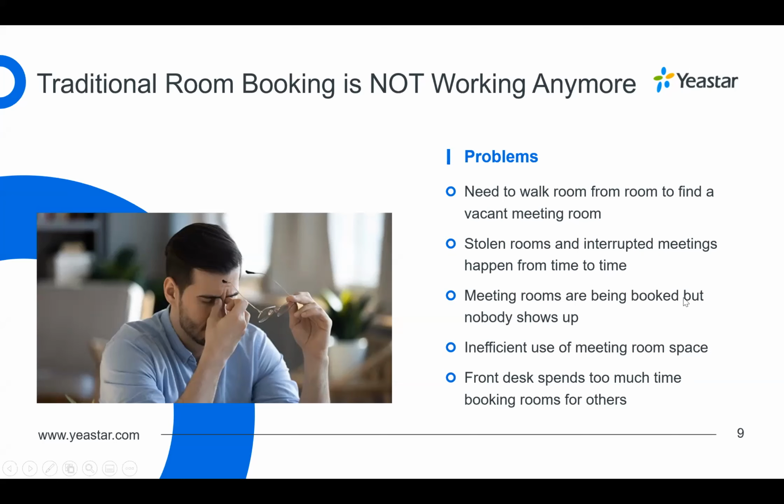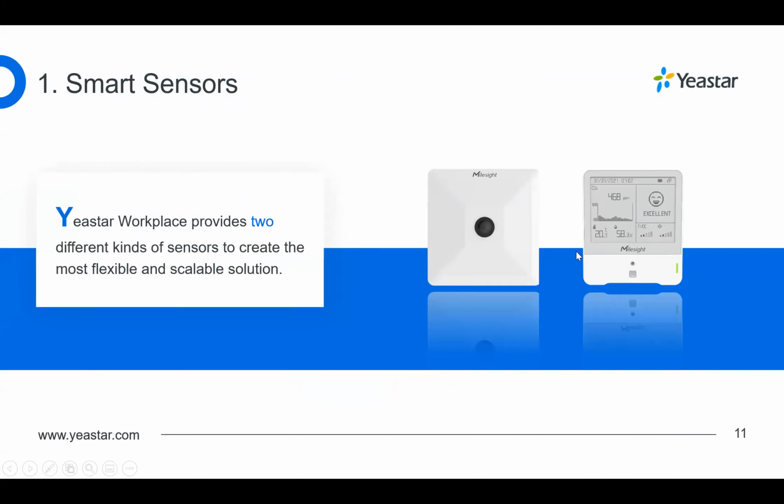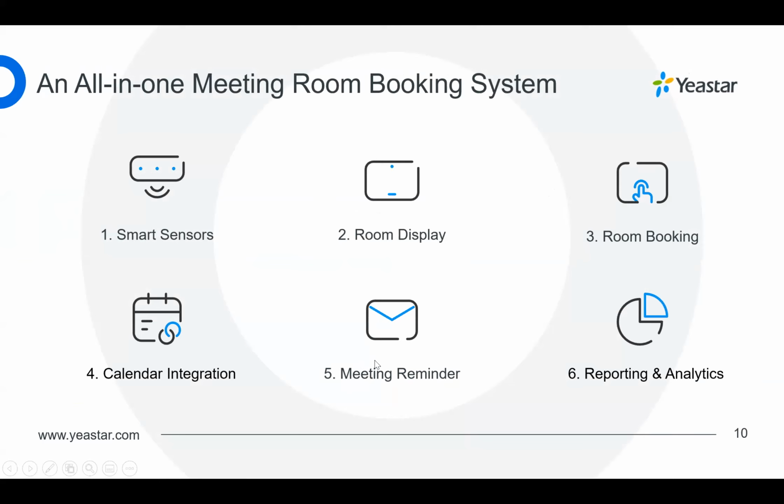All right, with those problems in mind, let's see how Yeastar Workplace can help with the meeting room booking system. This is an overview of the meeting room booking system solution. There are 6 parts, and we're going to go through them one by one: the smart sensors, room display, room booking, calendar integration, meeting reminder, and reporting and analytics.